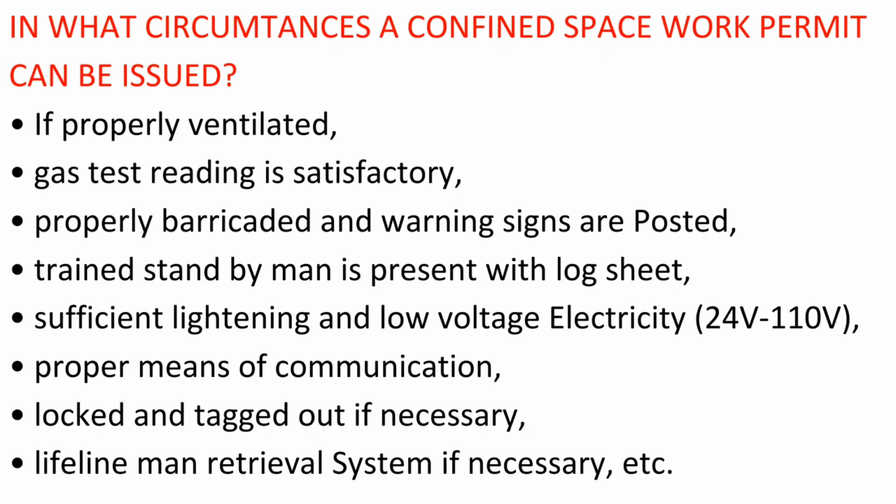Question: In what circumstances can a confined space work permit be issued? Answer: If properly ventilated, gas test reading is satisfactory, properly barricaded and warning signs are posted, a trained standby man is present with log sheet, sufficient lighting and low voltage electricity, 24 volts to 110 volts, proper means of communication, locked and tagged out if necessary, lifeline man retrieval system if necessary, etc.